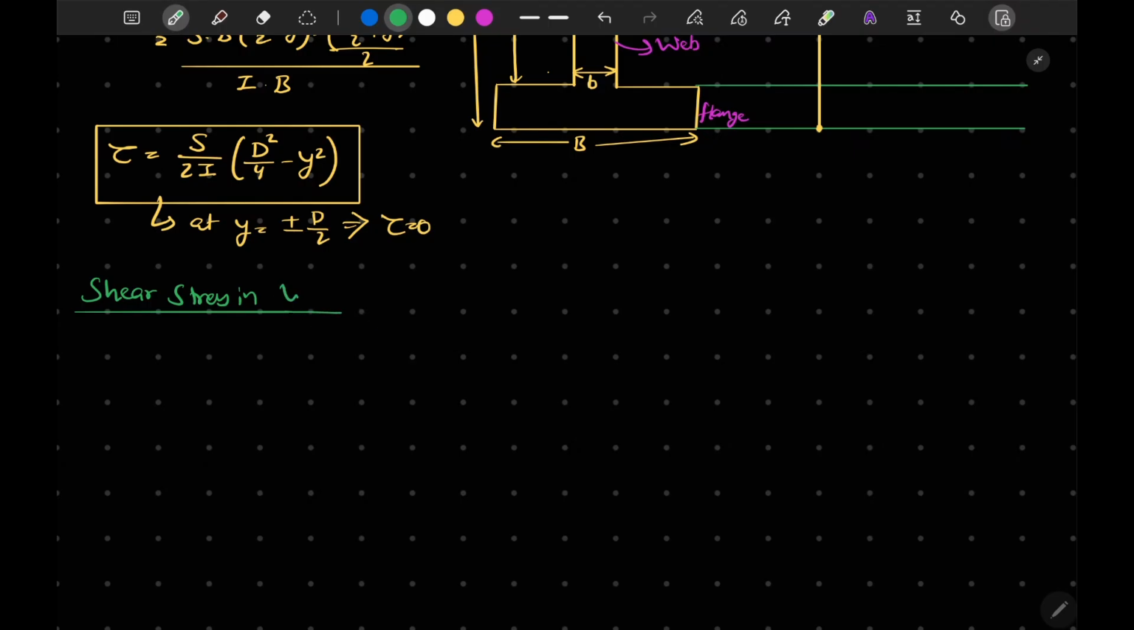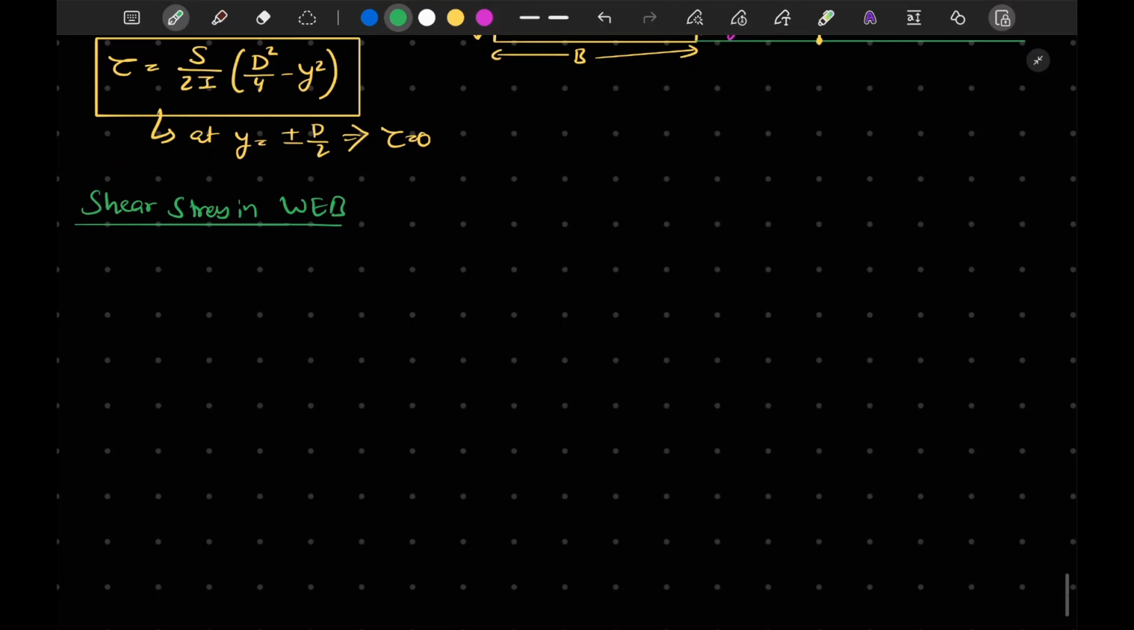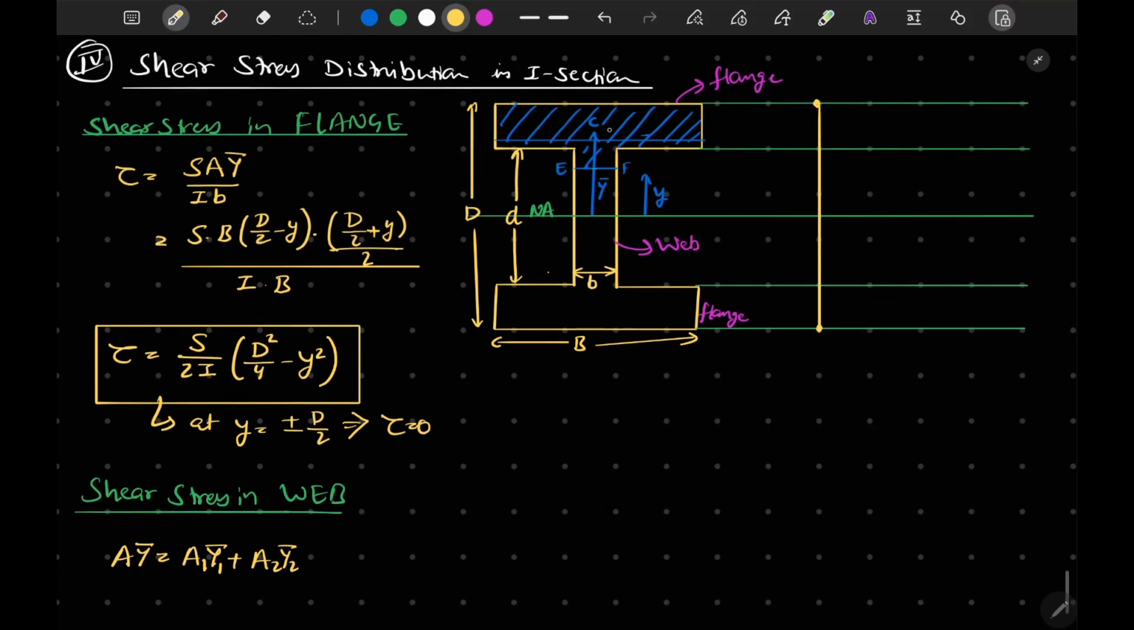If I talk about the web, we see that in case of the web, if we consider this section, the area and y bar will both vary according to the distance y. So I will calculate the value of A y bar combined. I can write A y bar is equal to A1 y1 bar plus A2 y2 bar.